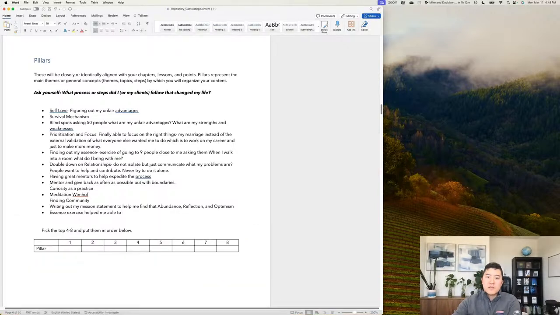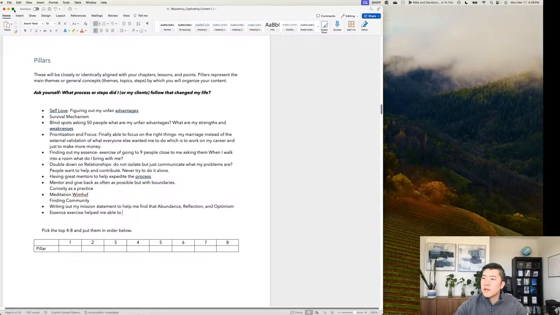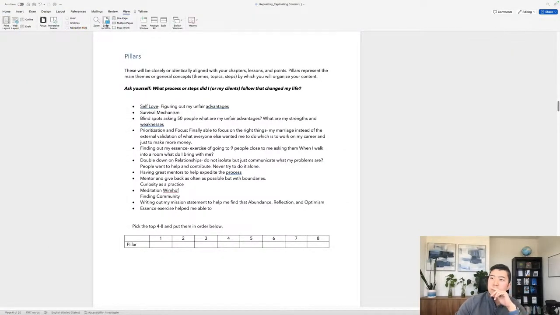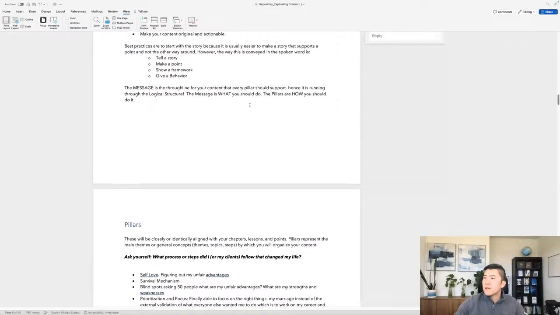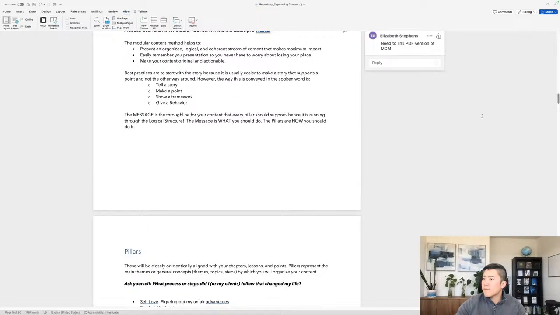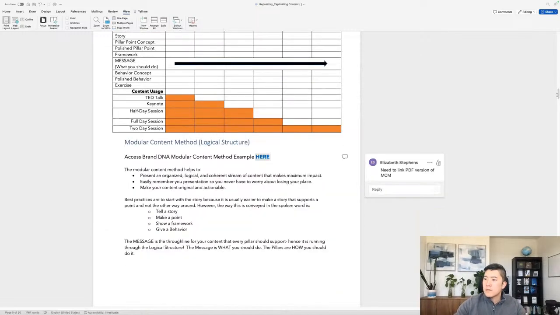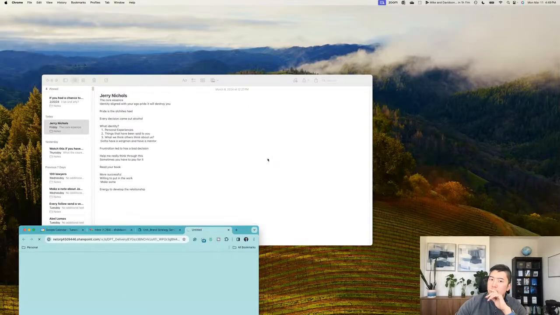So let's do this. Let me make it bigger. View, zoom. Oh, that is pretty zoomed. Okay. Best practices. Excess brand nodule example. How do I do that? Oh, what?